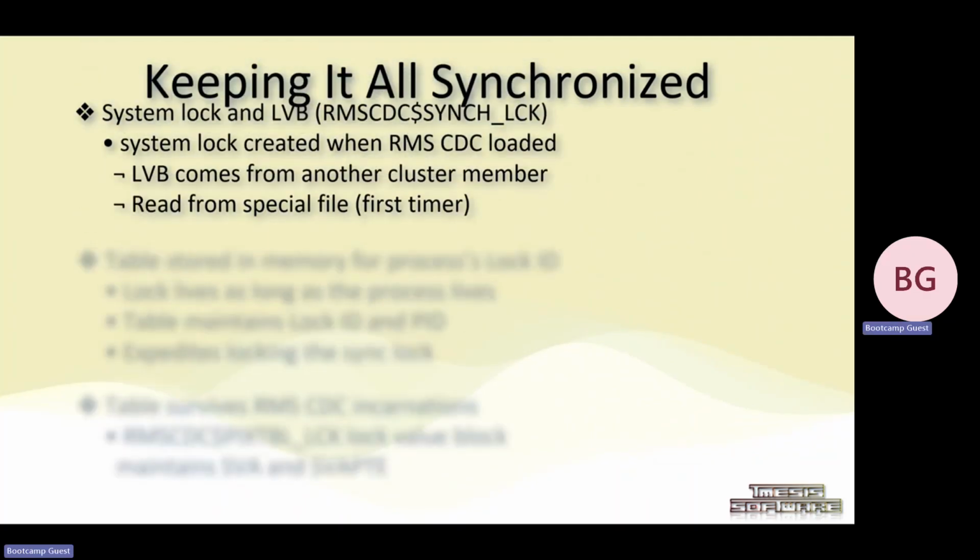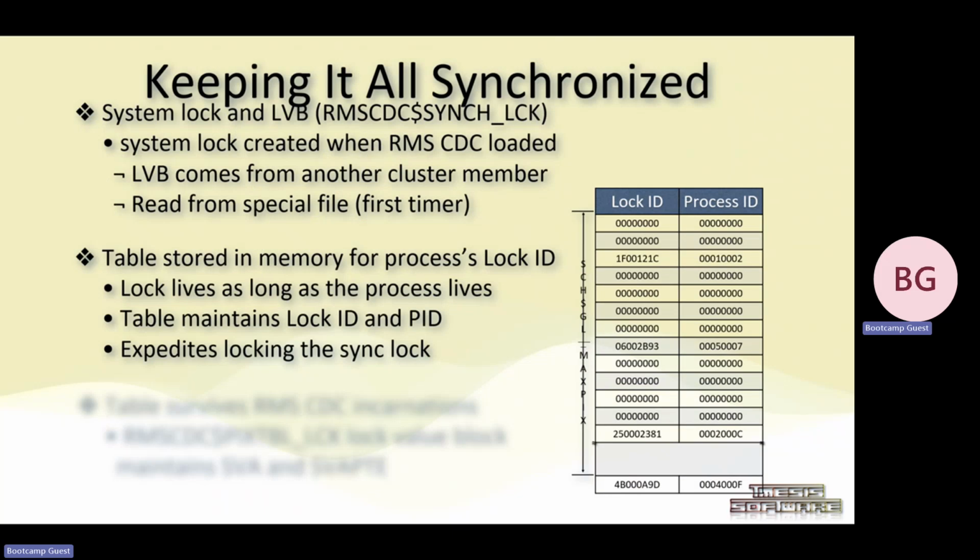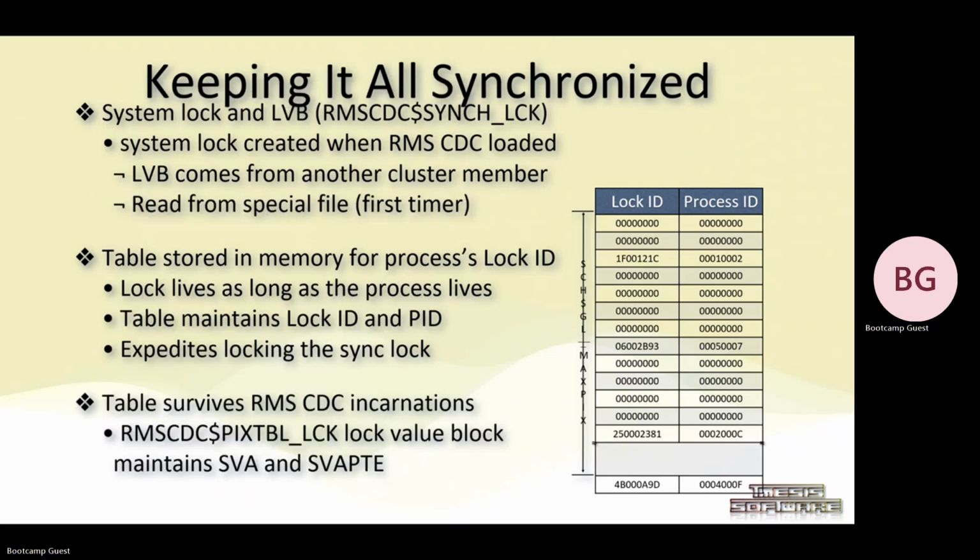So this is just some details on how we went about setting this up. When I first start up the RMS CDC, there's memory I also take out what I call the lock ID table. So it's this maximum process count and size. It has the process ID and it has the lock ID for individual processes too. And this table will survive RMS CDC incarnations, although we kind of frown upon you unloading that while it's on an active system.